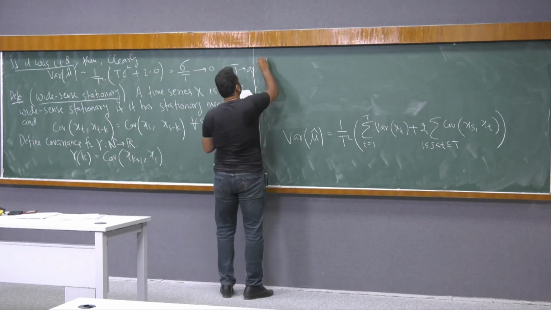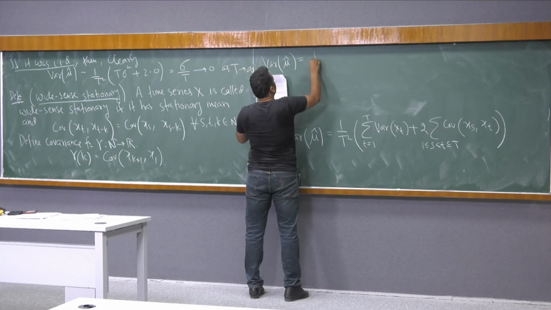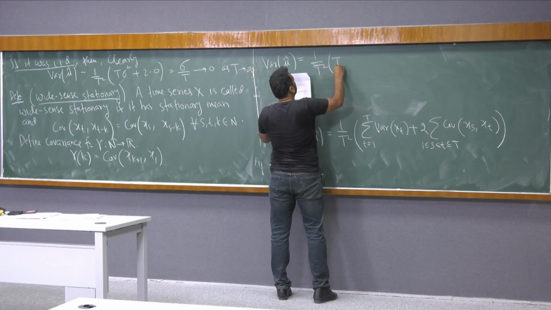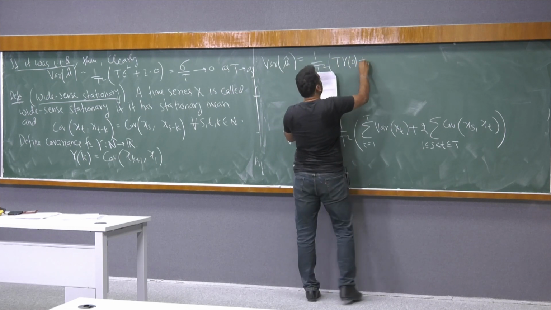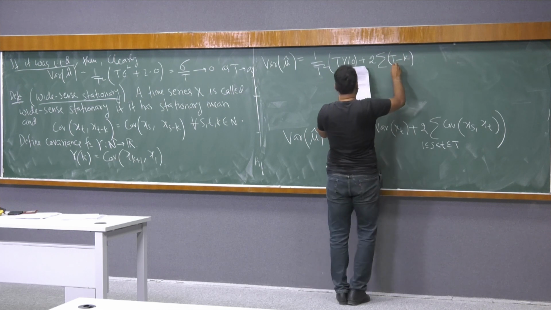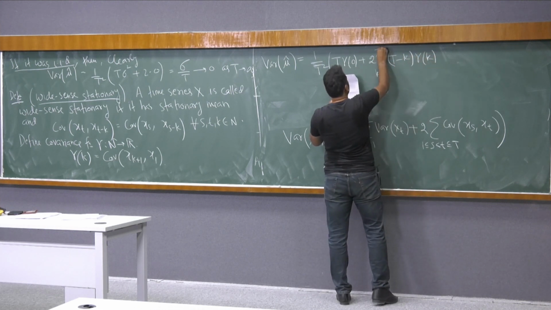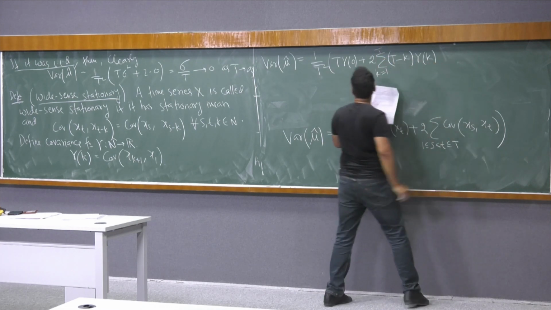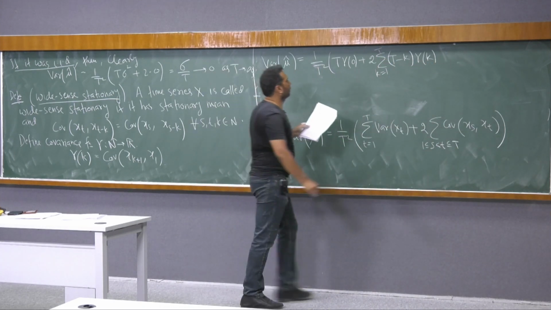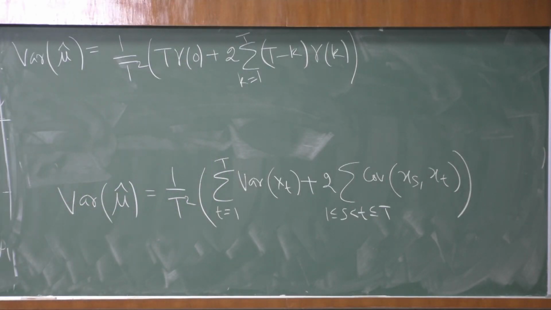what we get is the variance of mu hat is 1 by t squared times t gamma 0 plus 2 times the sum of t minus k times gamma k, with k equal 1 to t. And so what we are saying is that this is what we get as the variance of mu hat. Okay, so the derivation of this we can do very quickly here.